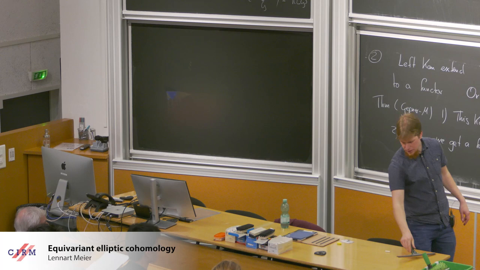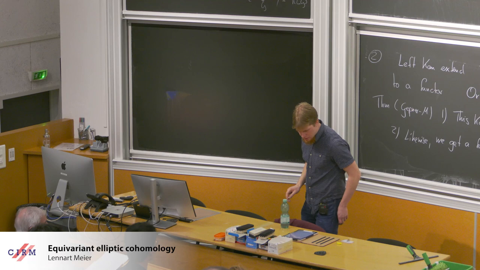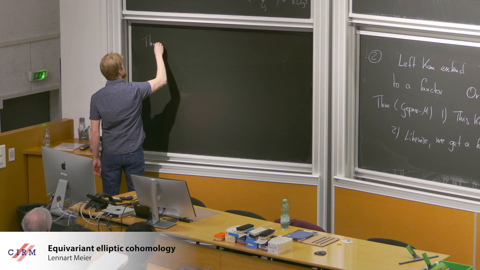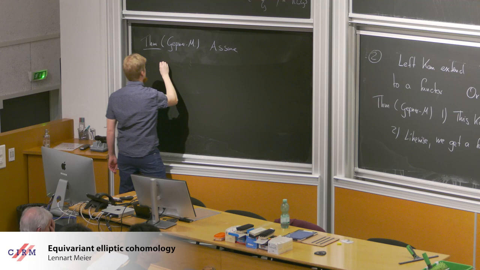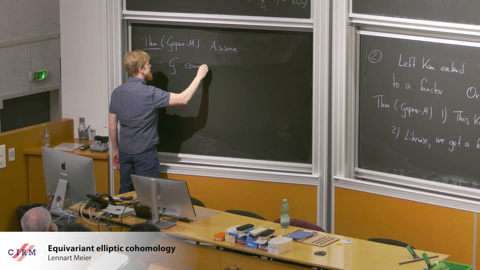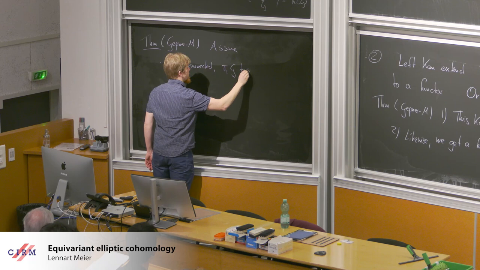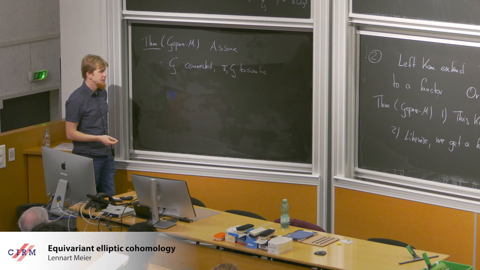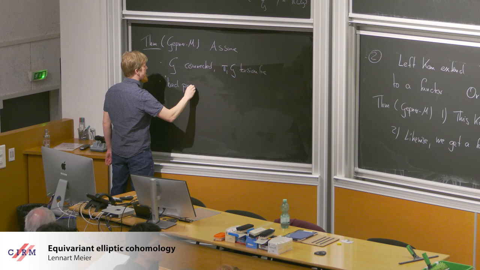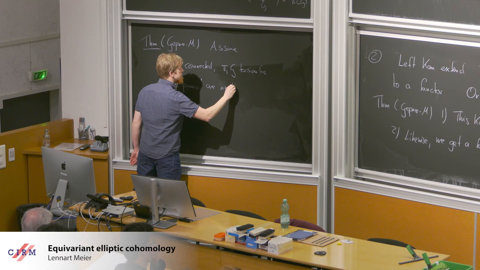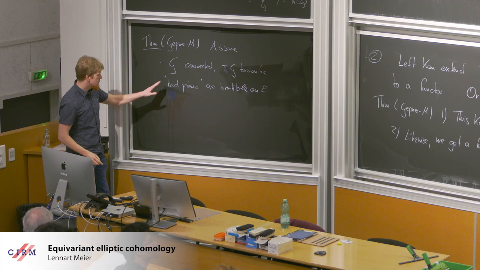So, and then the theorem, which Dave Gepner and I proved, so assume two things. First of all, an assumption on G. So G is connected, but I need something slightly stronger. Namely, pi 1 of G is torsion free. For example, if simply connected, so you might have in mind U(n) or Spin(n) or stuff like this, Sp(n). And the second thing is bad primes are invertible on E. I will comment on the bad primes in a moment.